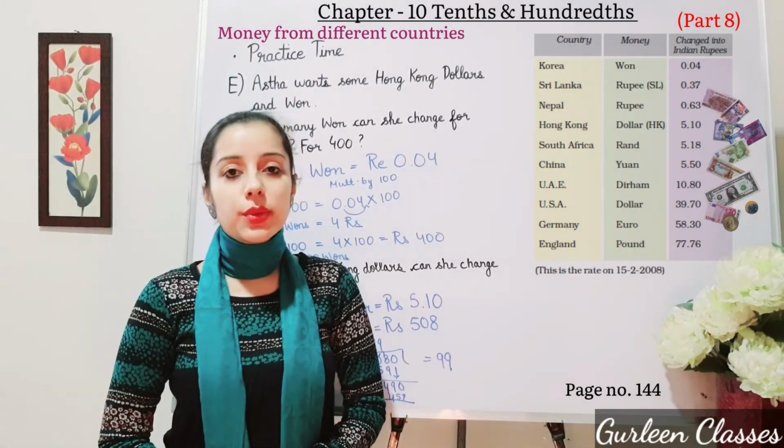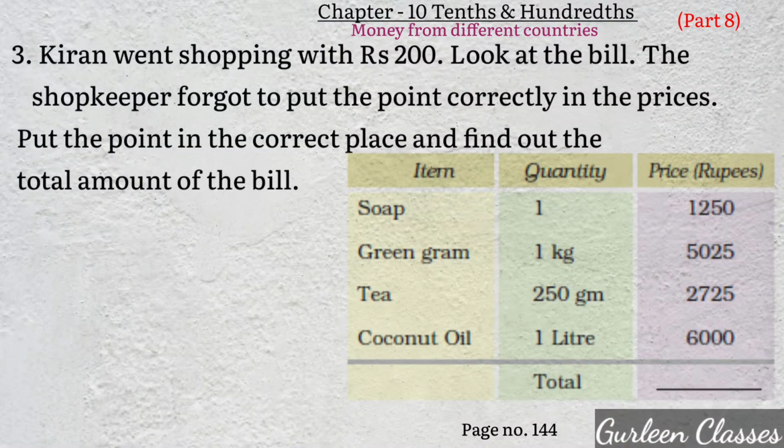So now let us do further questions through screen. Question number 3. Kiran went shopping with rupees 200. Now look at the bill. The shopkeeper forgot to put the point correctly in the prices. Put the point in the correct place and find out the total amount of the bill. In your books you can see this chart. Item, quantity and price given. So, item is soap, quantity is 1 and price written here is 1250. So, we have to put the point in the correct place. So, the decimal point will be between 2 and 5.